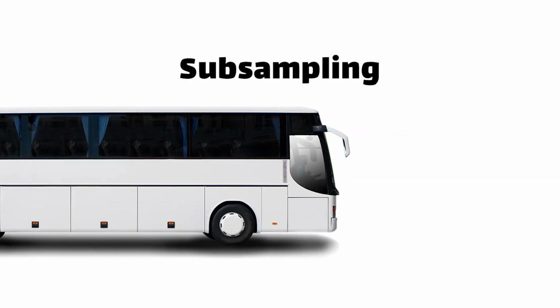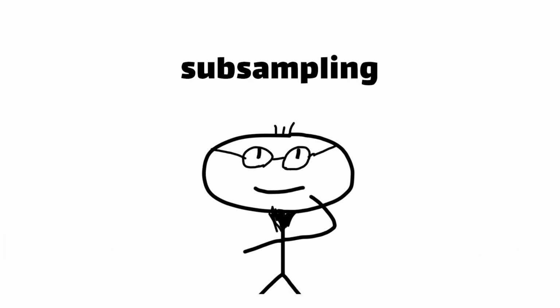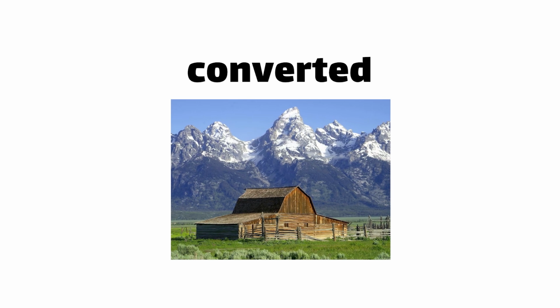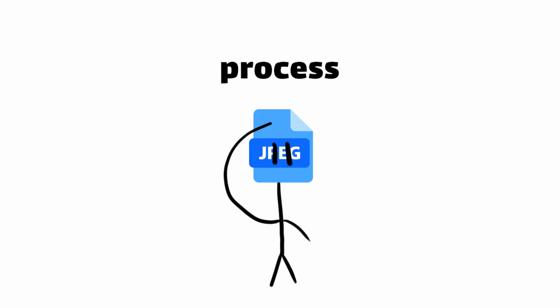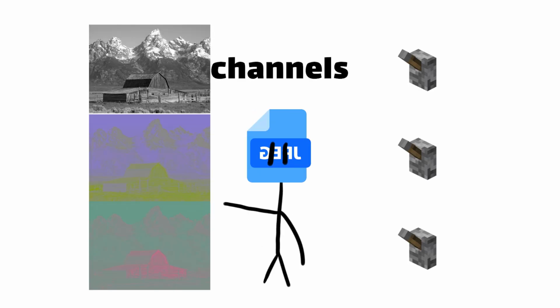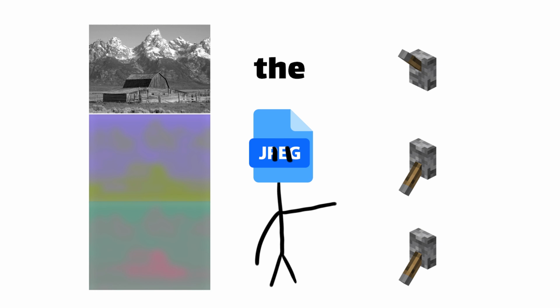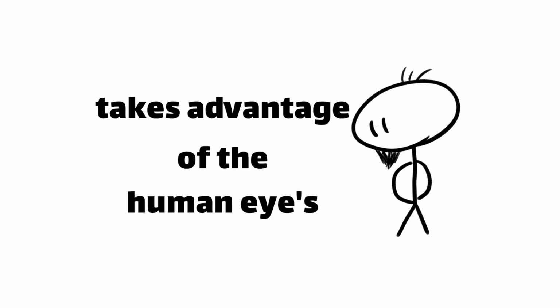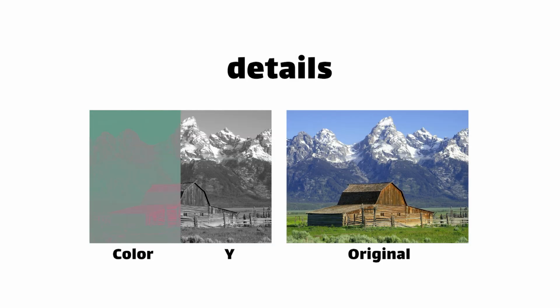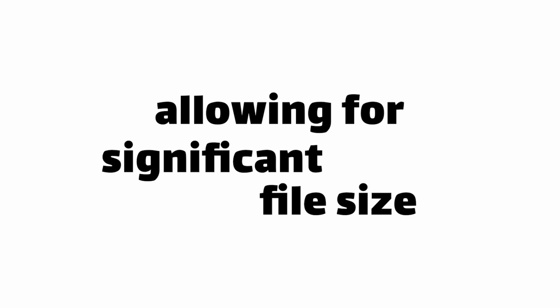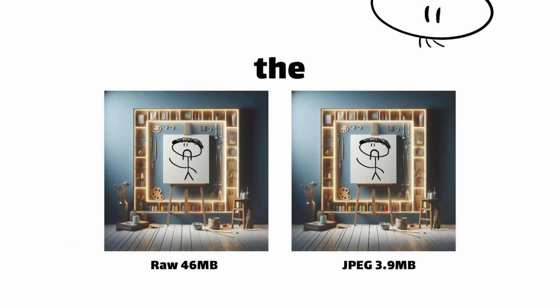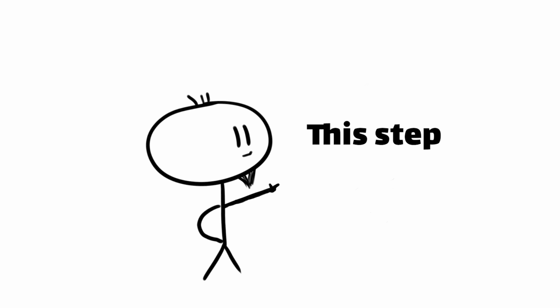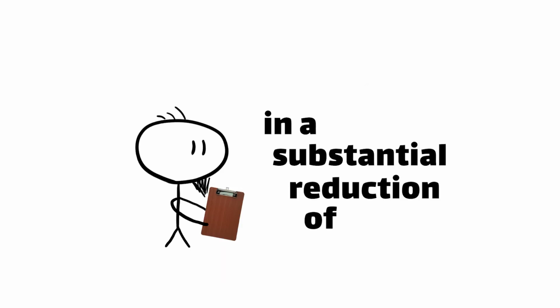Number 2. Subsampling. Next up, we have the subsampling station. Once the image has been converted to the YCbCr color space, JPEG employs this technique. This process involves reducing the resolution of the color channels, Cb and Cr, while preserving the full resolution of the brightness channel, Y. By subsampling the color channels, JPEG takes advantage of the human eye's relatively lower sensitivity to color details, allowing for significant file size reduction without significantly impacting the perceived image quality. This step alone can result in a substantial reduction of file size.